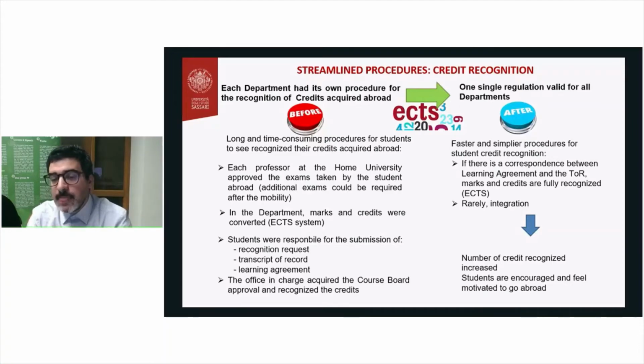Then, the ECTS system was not widespread. I just remind you that in 2009 we had a first version of the ECTS users' guide, and in 2015, six years later, we had a newer version. But the conversion of credits and marks from the hosting universities to the home university was a bit complicated, and each department had its own way.